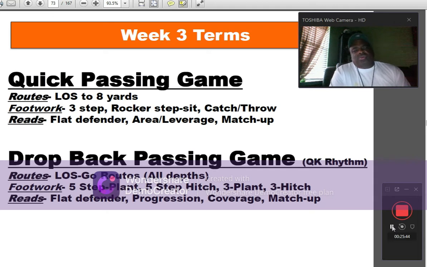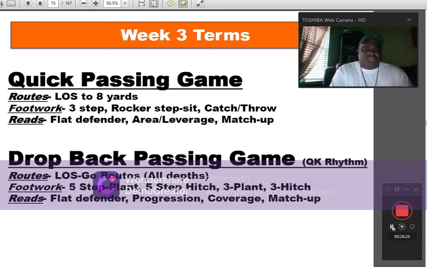Just like when he's going to a rocker step or step and sit, he's throwing the ball. You got to get to the ball. And if he's trying to read a flat defender or area of leverage, he's studying, he's going back to a 3-step, and he's watching. He's looking. You can tell by his steps. You can always tell what most quarterbacks who've been taught are supposed to do. They have steps that coincide with the routes that they're running. So you can read as a linebacker, and even as some defensive linemen, you're supposed to be taught.